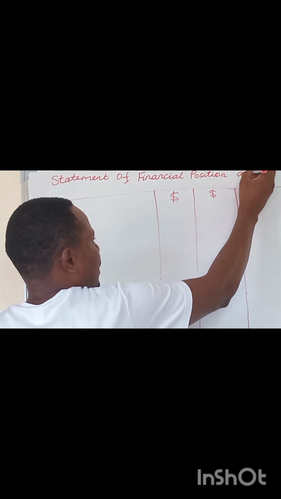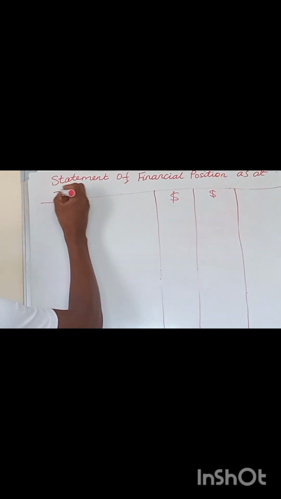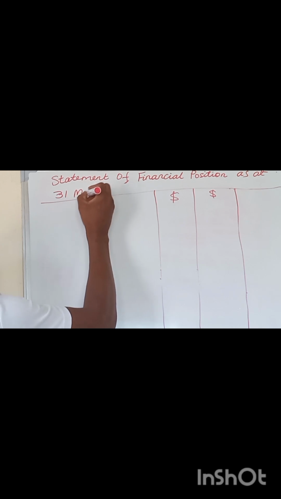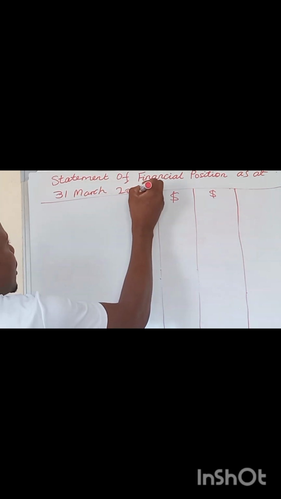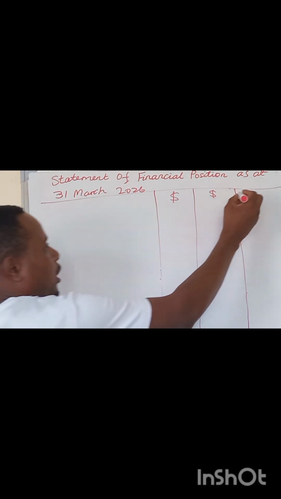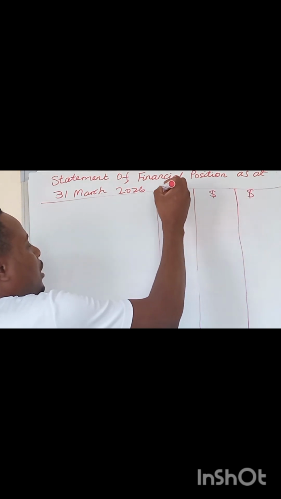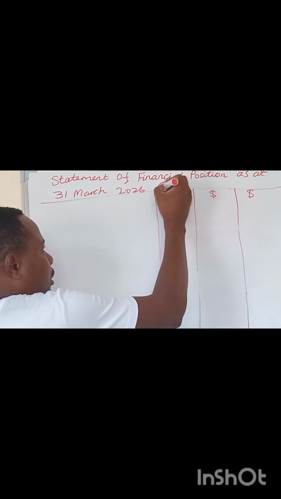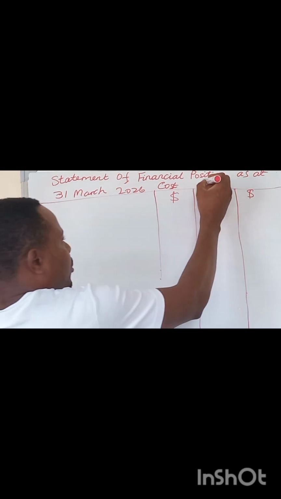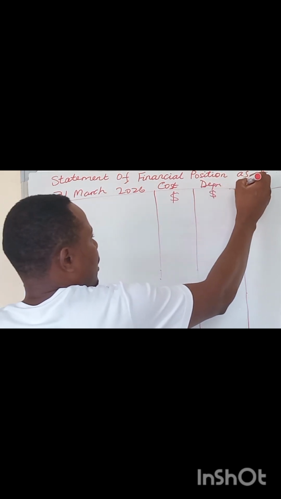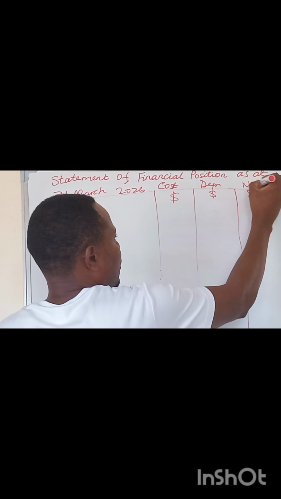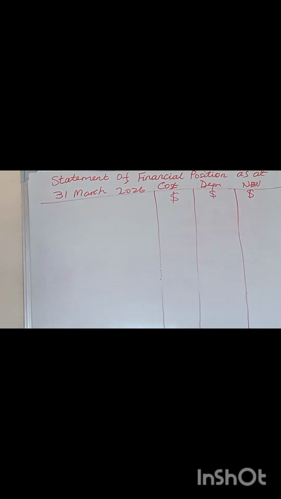So this is the statement of financial position as at 31 March 2026. Then the first thing which you need to take into consideration are these three columns, and we need to label them. This is the amount, the cost at which the machinery or the asset was bought. This is the depreciation column, and this is the net book value column, which is the value of the machinery or of the equipment at that particular point in time.